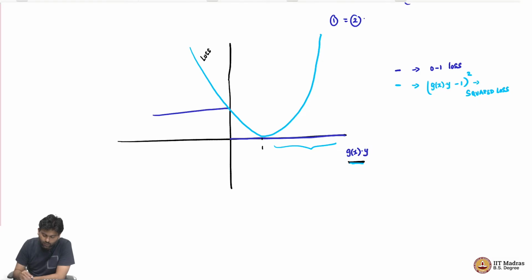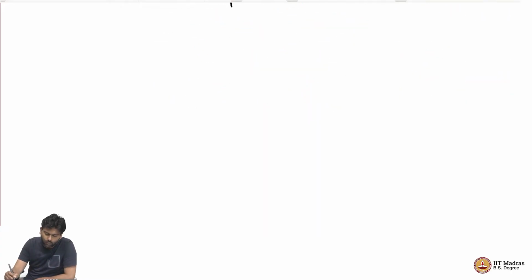Right. So this is a bad loss. Basically what I am saying is that the light blue curve is a bad way to approximate the dark blue curve. So we need better ways to do this. Let us see if there are better ways to do this. Towards that, let us start by examining the support vector machine algorithm.